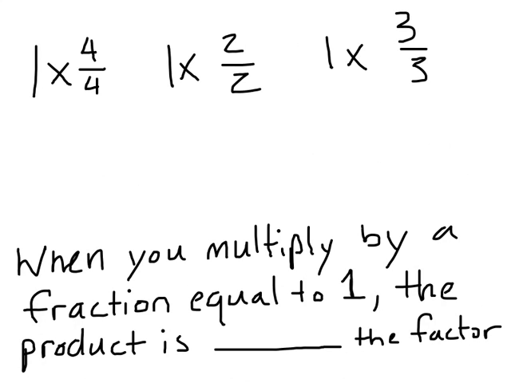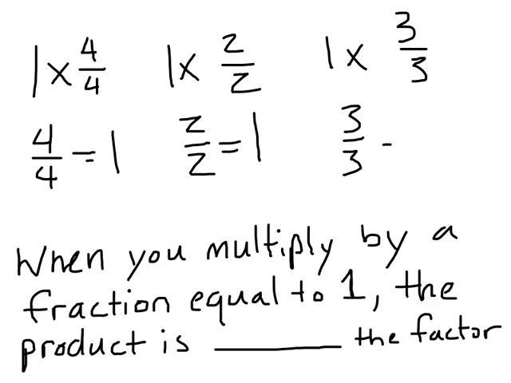What happens when I multiply by a fraction equal to 1? Well, what's 1 times 4/4? It's 4/4. I know that if I divide 4 divided by 4, it's equal to 1. What's 1 times 2/2? It's 2/2. And if I divide 2/2, I get 1. It's equal to 1. And what's 1 times 3/3? Well, it's 3/3. And I know that that's the same as 1 whole.